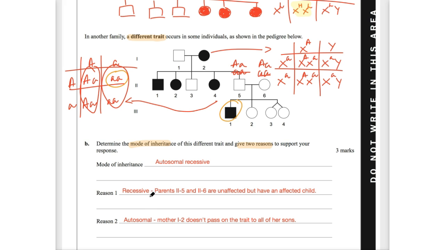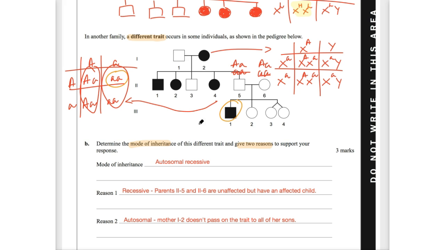And so that's my rationale for it. I say it's recessive because parents II5 and II6 are unaffected, but they have an affected child, which means it must be recessive. When we go into reason number 2, we look at if it's autosomal or if it's sex-linked. And this comes down to this first particular cross, which we do with the parents from generation 1.